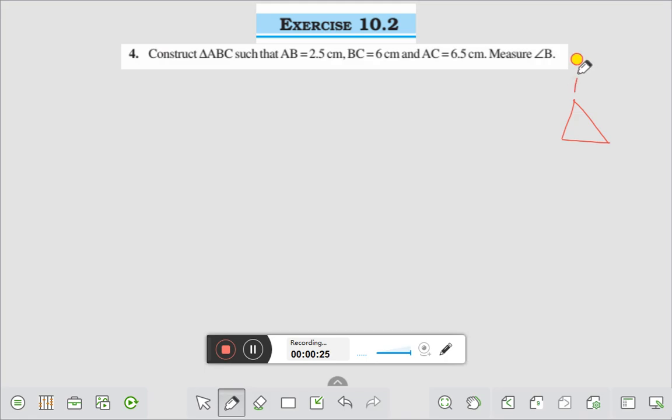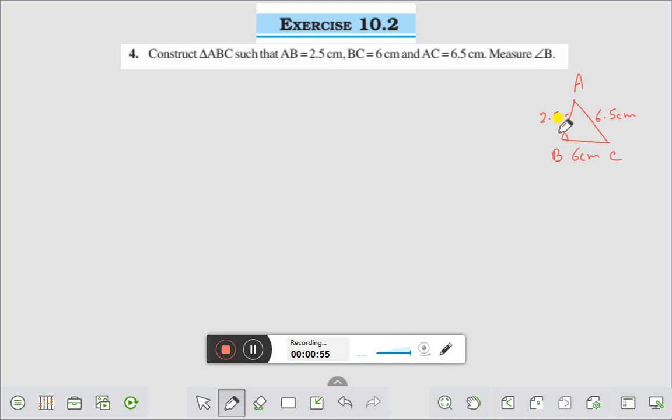This is triangle ABC, with vertices A, B and C. Here you see BC is 6 cm, AC is 6.5 cm, and AB is 2.5 cm, and you have to find the measure of this angle, right?